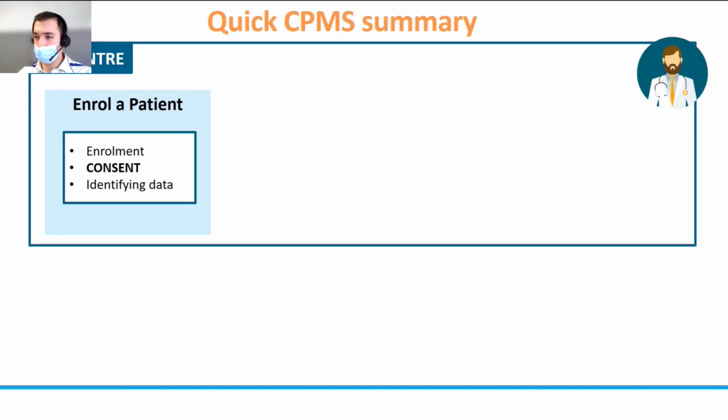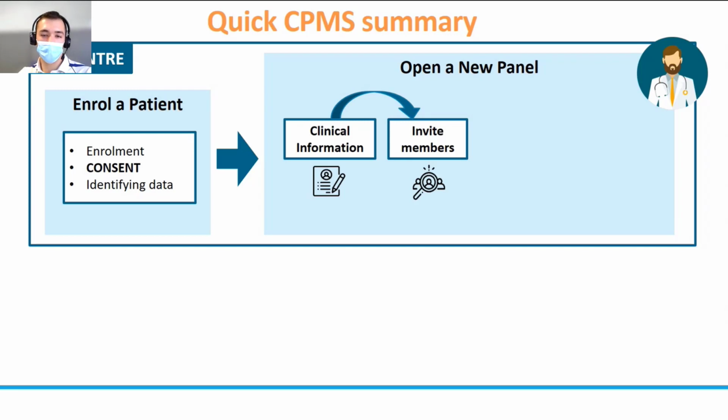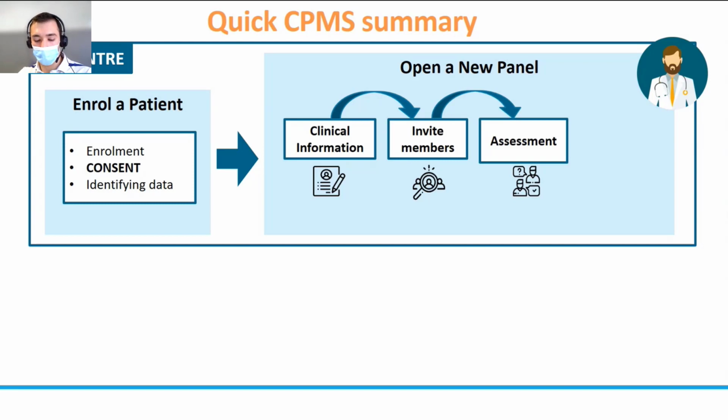So a quick CPMS summary. From a center perspective, you get the consent from a patient, enroll it in the platform, and open a new panel. Include the clinical information that you feel is relevant to answer the question you want to make to the rest of the experts. Invite the members that you feel are relevant or will be able to answer your question. Gather enough evidence to make an assessment and develop an outcome and close the panel.